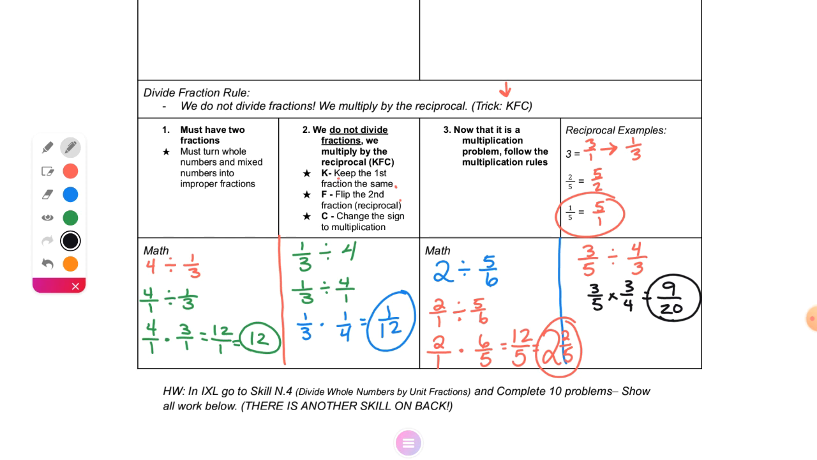Do you like dividing fractions better than dividing decimals? Yes. Yeah, it's easier in my opinion, but you have to know the rules, okay?